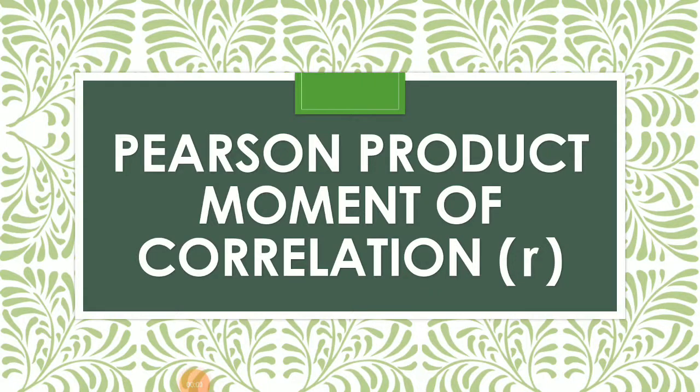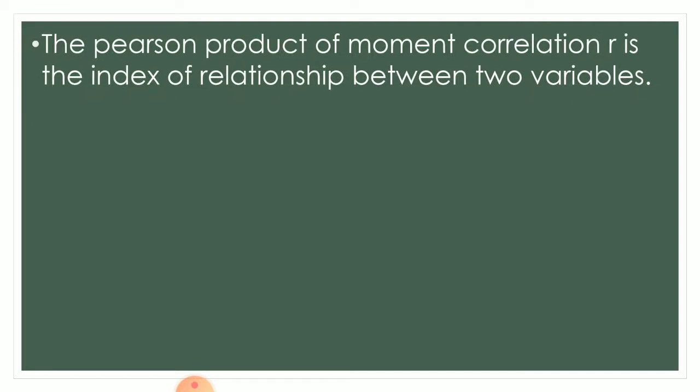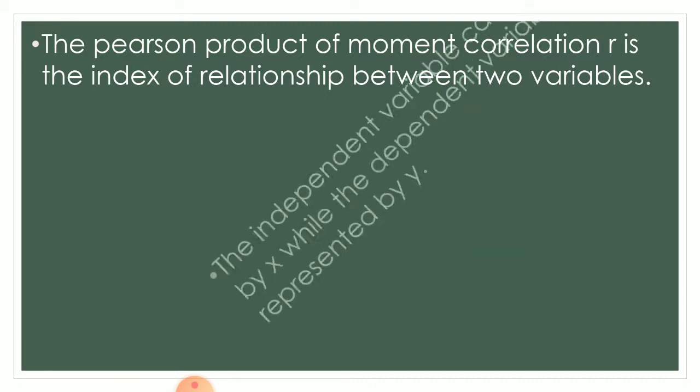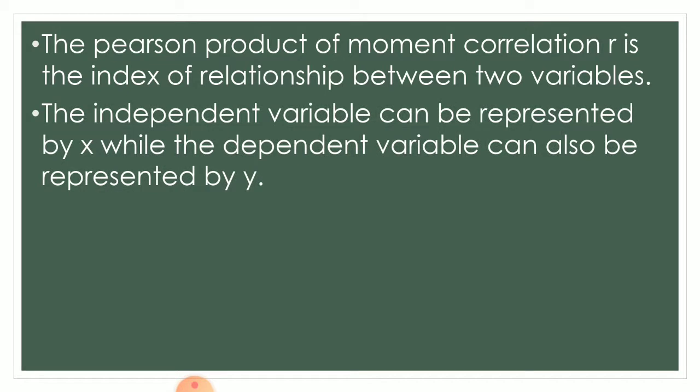In this video, I will discuss the Pearson product moment correlation r. The Pearson product moment correlation r is the index of relationship between two variables. These two variables are your independent variable and the dependent variable. The independent variable can be represented by x, while the dependent variable can be represented by y.